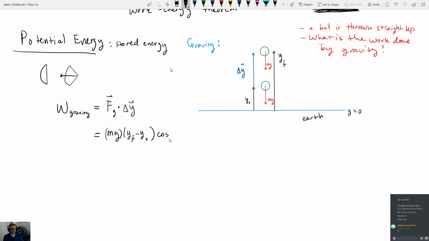It's not 0. What's the angle between the weight vector that goes down and delta y that goes up? Yep, 180 degrees. So we end up getting the negative of mg times y final minus y initial. I'll just say that's the work done by gravity, with the little g here.